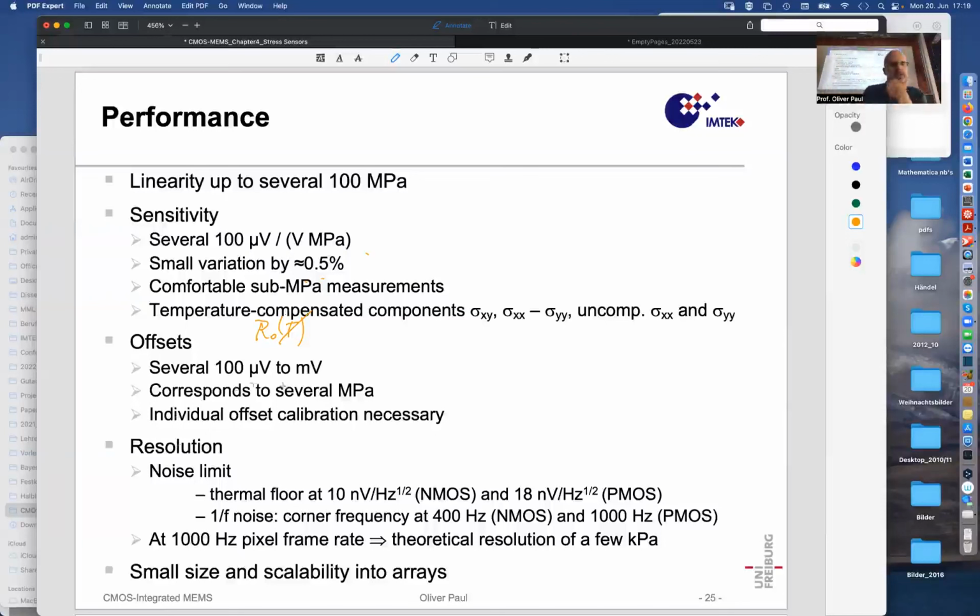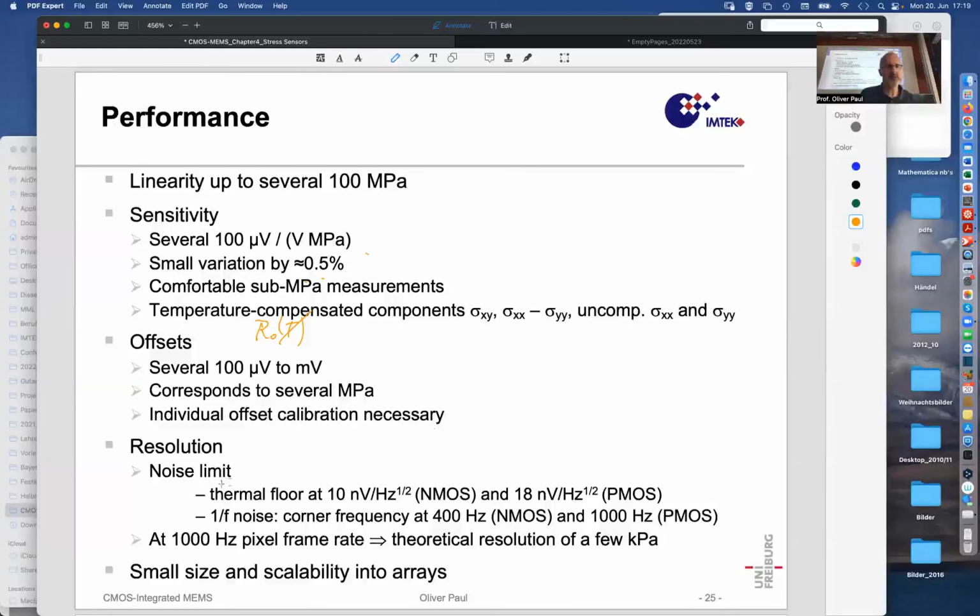Then they have offsets of 100 microvolts to millivolts that correspond therefore to several megapascal. But those offsets can be compensated. If you know them, then you can just subtract them and then you have your zero. Individual offset calibration is necessary, however.